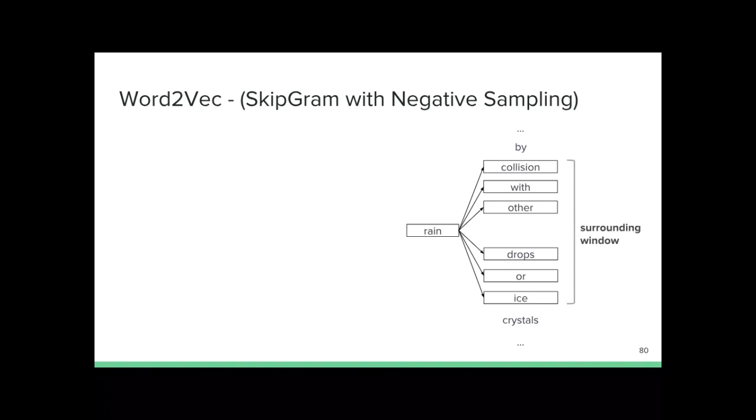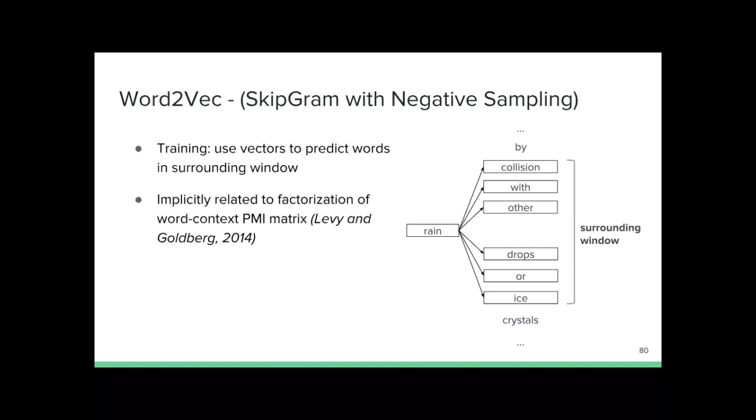And in practice, the way you do this is that you scan through your corpus, and you look at each word in the corpus, let's say rain, and you look at the context of it. You say, okay, rain, I want to have a high dot product with collision, with width, with others, with drops, with all, and ice. And I want to have a low dot product with things that aren't in this environment. So you try to use these vectors to predict this word here.